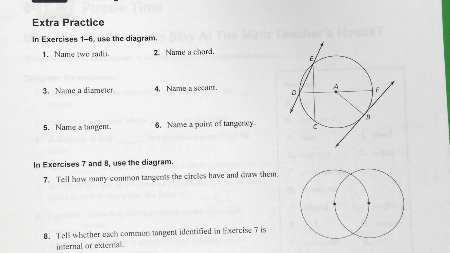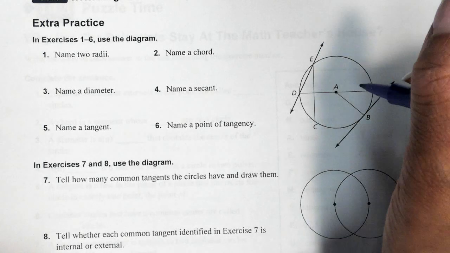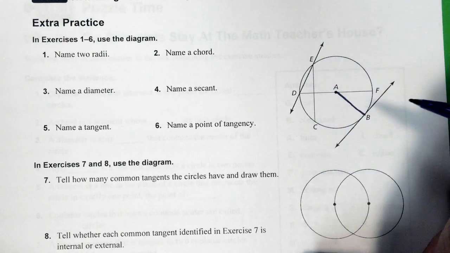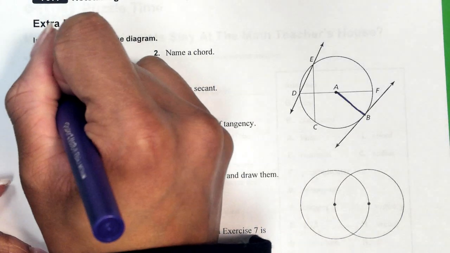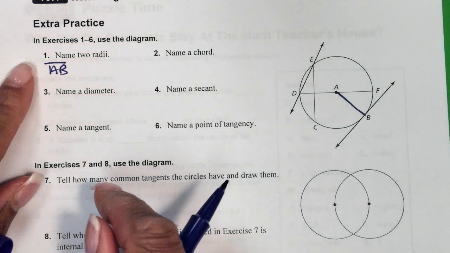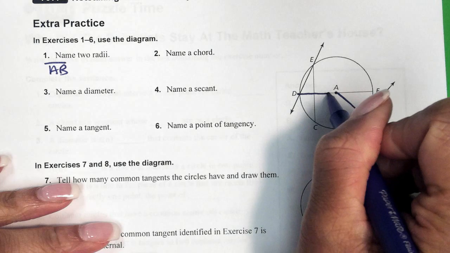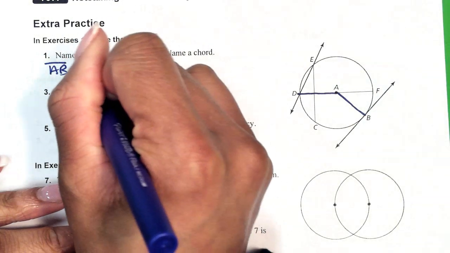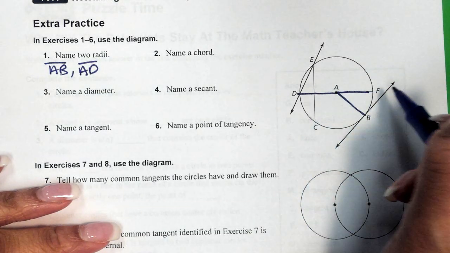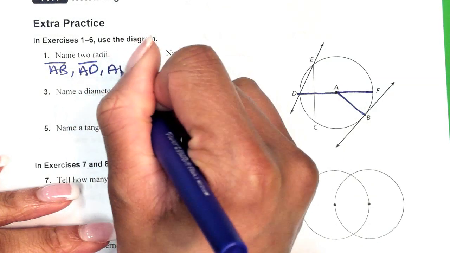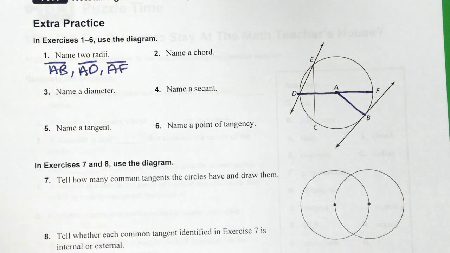Okay, so number 1, it says name two radii. So remember, a radius starts from the center and goes out to any point on the edge of the circle. So, name two radii. Well, we have AB as a radius. So we have AB, and note I'm putting a line segment symbol on top. AD could also be one. And even though it says to name two, we can always name three, and AF.